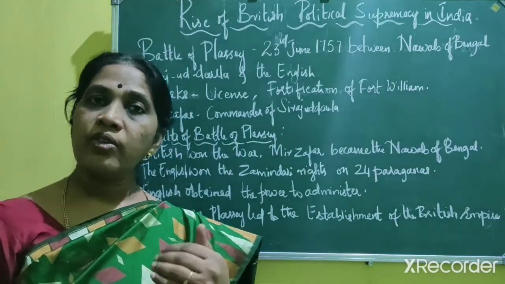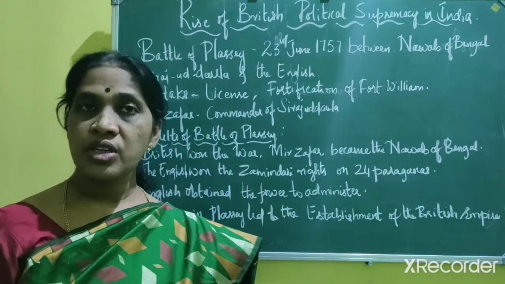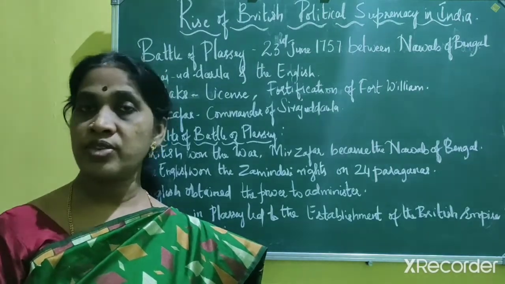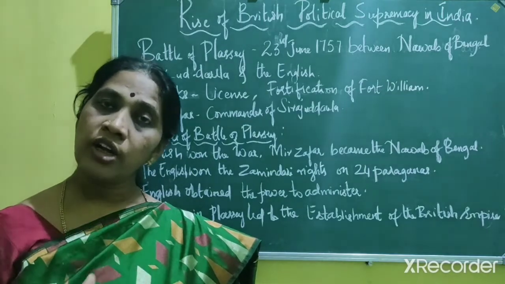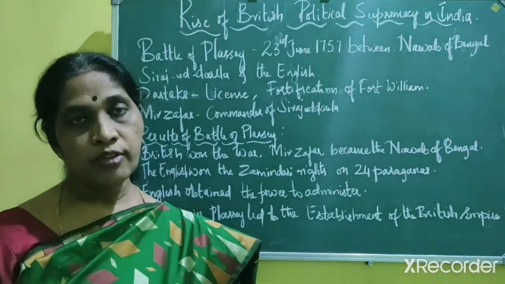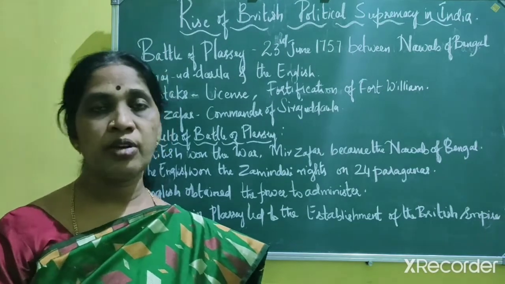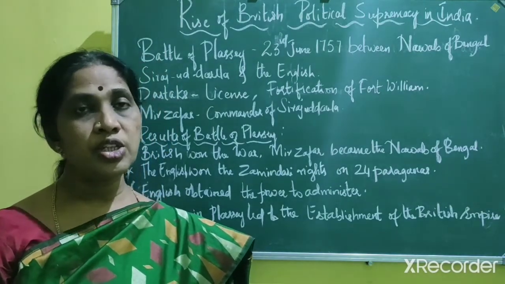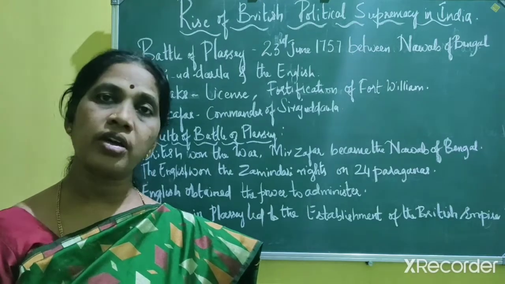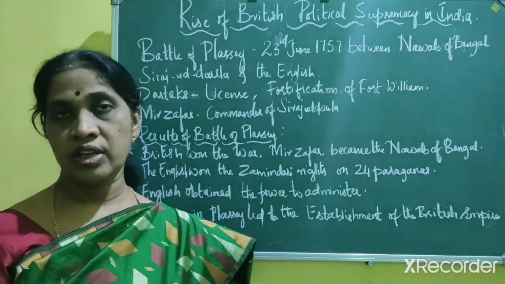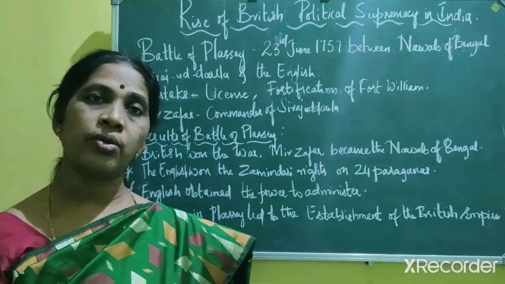Then the acquisition of the provinces, that means the British started acquiring more and more territories, began from 1757 and continued till the year 1857. And by the time of 1857, the British had conquered almost all parts of India, and the territories of India had come under their control, directly or indirectly.